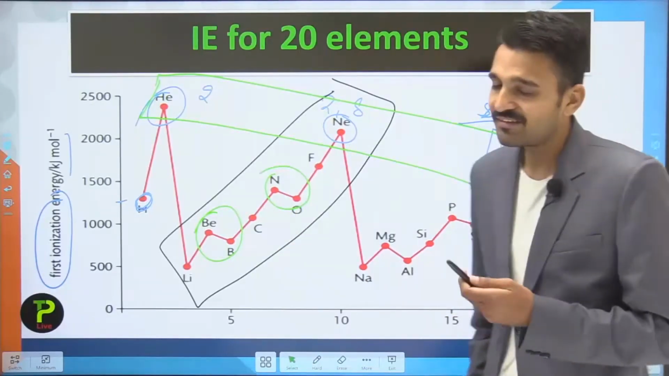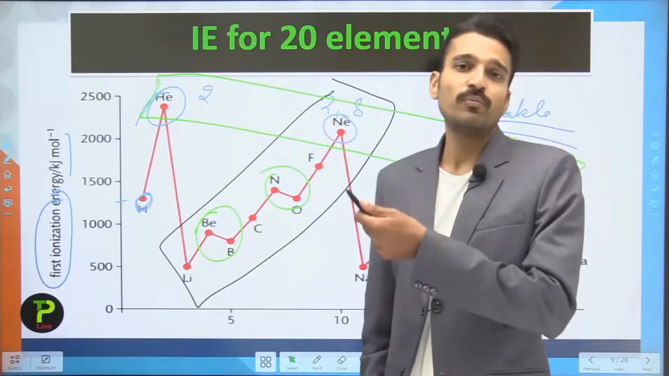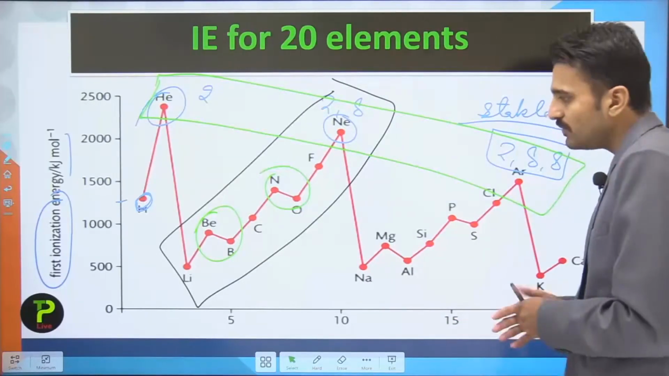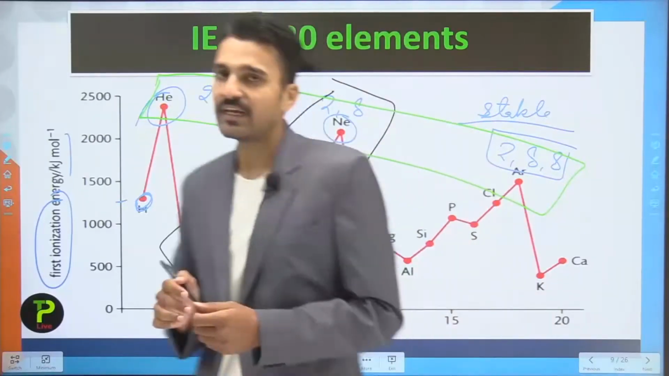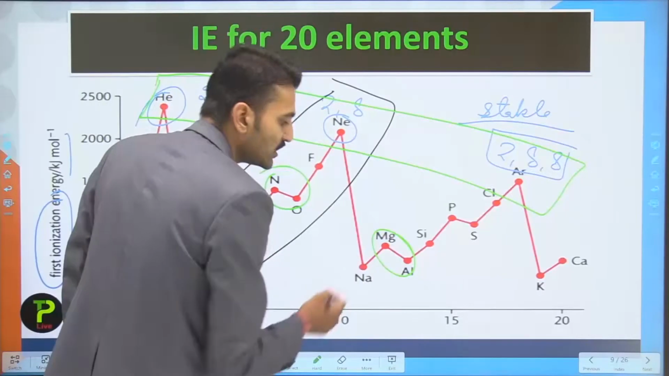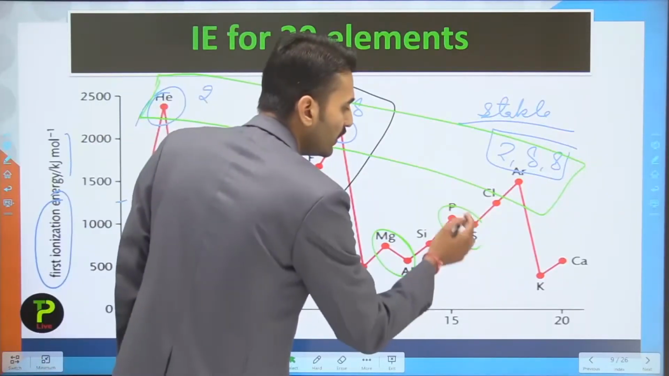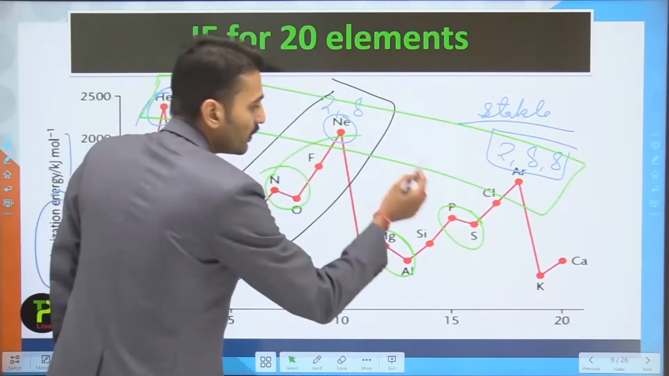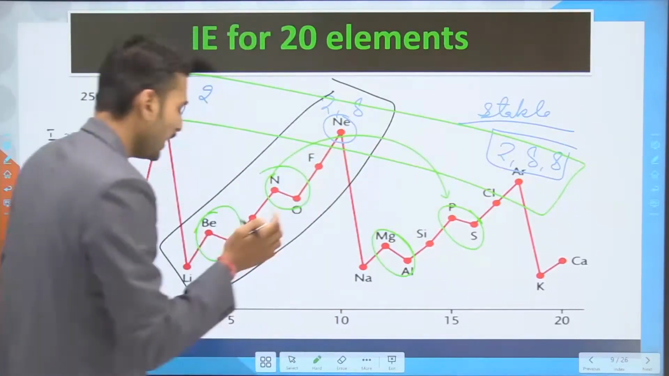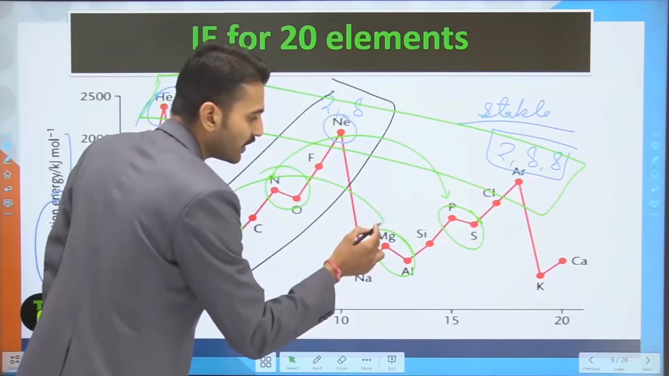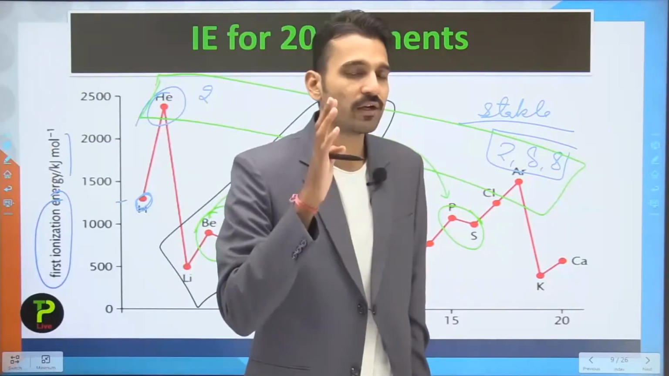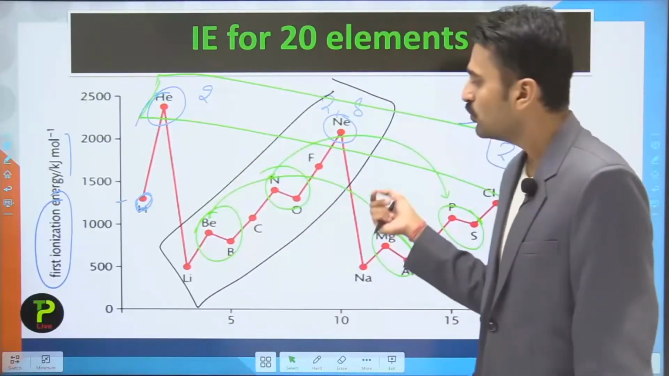You will get the reason for this when you study the periodic table again in class 11. So this is one exception, and this is the second exception in the second period. There is also an exception in magnesium and aluminium, and phosphorus and sulfur. Remember, students, nitrogen and phosphorus are of the same group, and beryllium and magnesium are also of the same group. So you can see the particular trend and remember it from these 2 points.